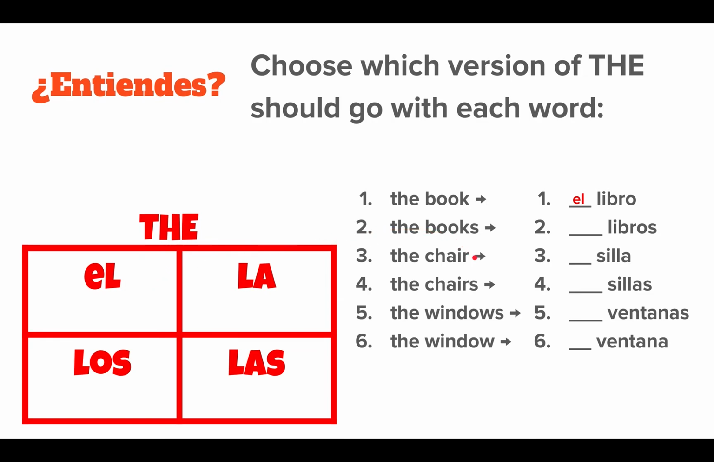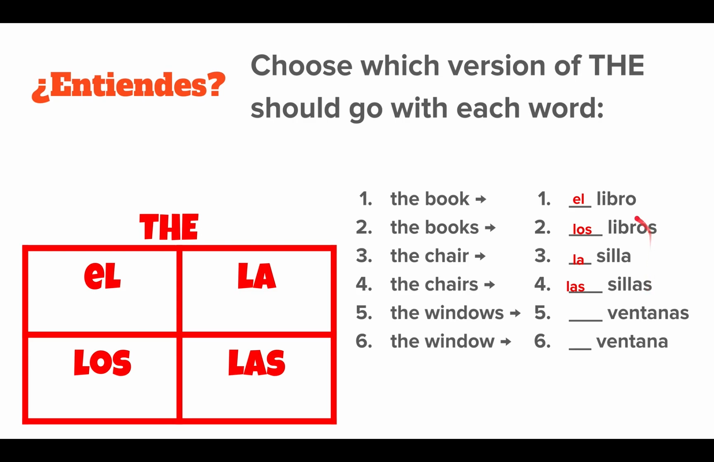Let's see the rest of the answers. The books. So now we are still using a masculine word. It ends in an O, but it's plural, so we add S. We need los libros. Now we're describing the chair. We can tell that it is singular because there's no S on the end, and it's feminine because it ends in an A. La silla. The chairs, now we're going to make it plural. Las sillas.